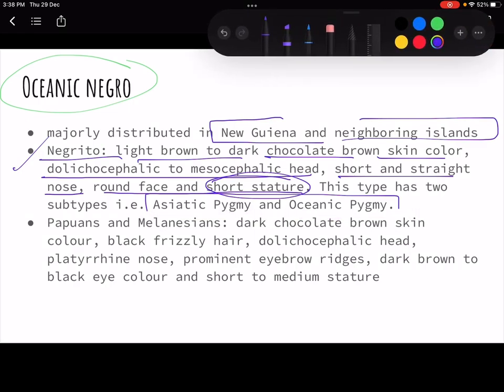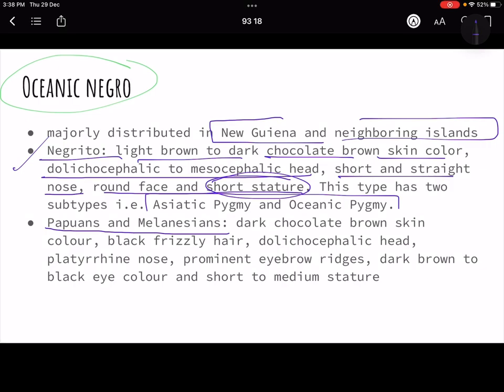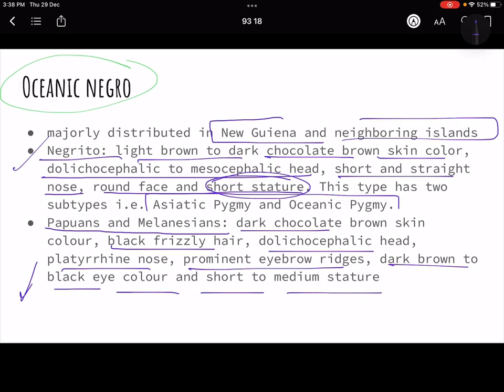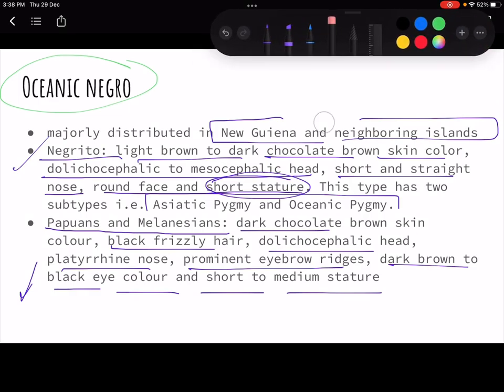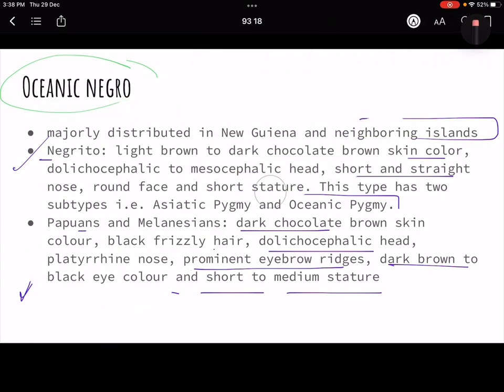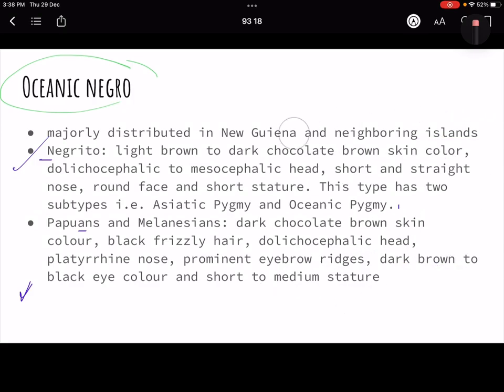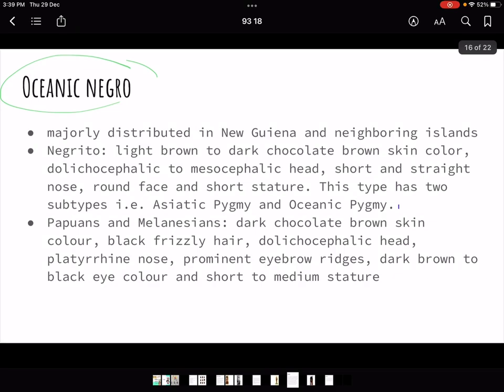Okay, then comes our Papuans and Melanesians. So they have dark brown, dark chocolate brown skin, black frizzy hair, dolichocephalic head, platyrrhine nose, that is the broad nose, prominent eyebrow ridges, dark brown to black eye color and short to medium stature. That means similar, the usual classic features of Negroes. So you can remember, and about height I have already told you, height is a variable character in the Negroid subtype, right?